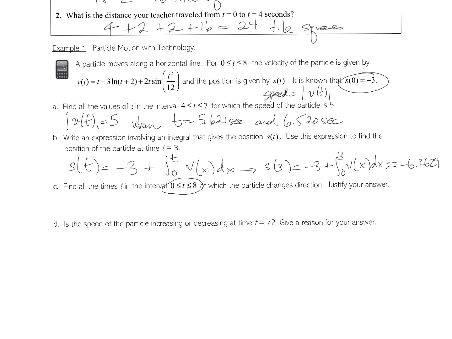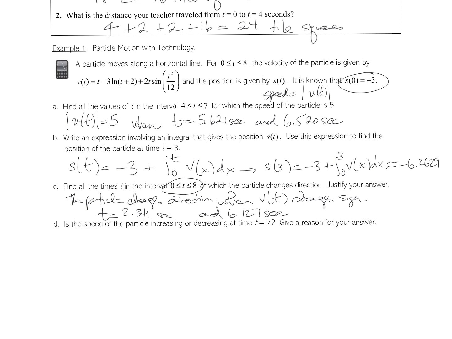All right, so calculate the x-intercepts. So I'll write what I said there. The particle changes direction when v of t changes sign. So that happens at t equals 2.341 seconds and another time at 6.127 seconds. Those are the two x-intercepts between 0 and 8.